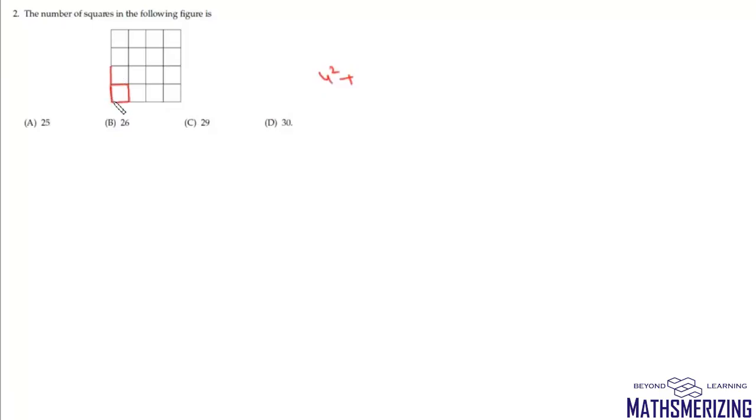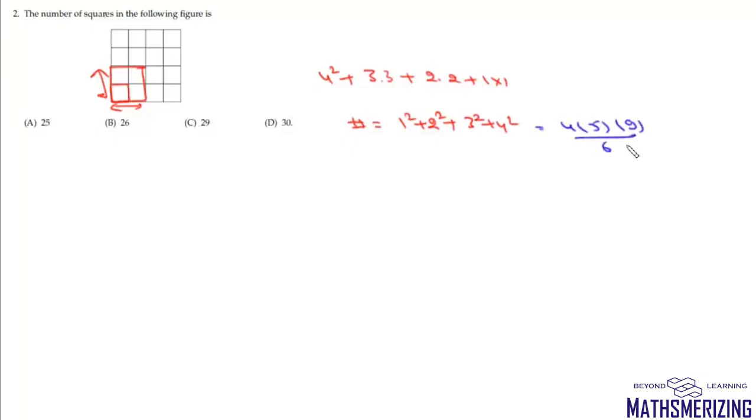Now what about 2x2? For 2x2, we need 2 consecutive horizontally and 2 consecutive vertically. Now 2 consecutive horizontally can be selected in 3 ways. In the same way, 2 consecutive vertically will be again 3. Now for 3x3, it will be 2 into 2, and then 4x4 will be simply 1 into 1. So the total number of squares will be 1 square plus 2 square plus 3 square plus 4 square, and there will be n(n plus 1)(2n plus 1) by 6. So it will be simply 30. So the total number of squares in the following figure will be 30. And that's your option number D.